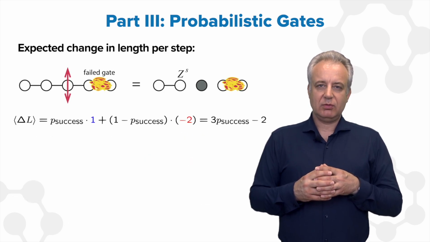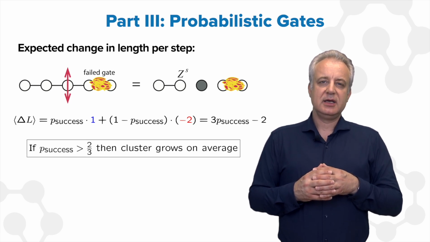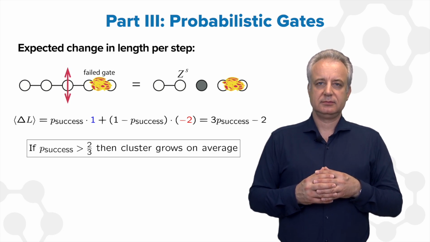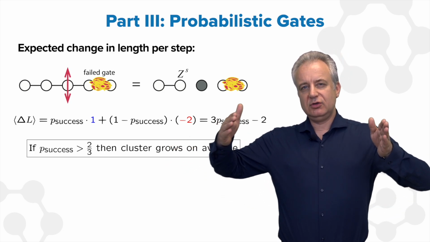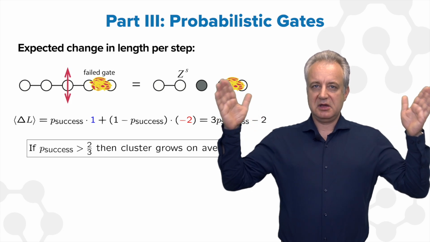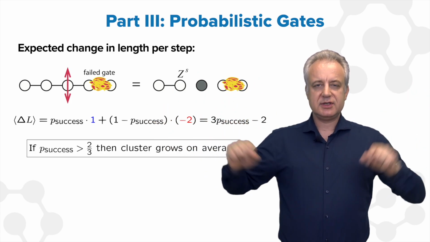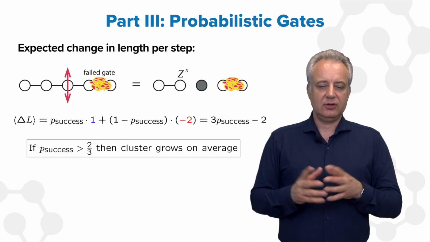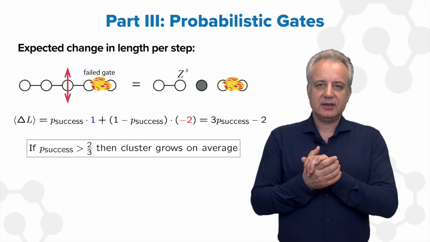All right, and so what this means, if the success probability of the entangling gate is larger than 2/3, then on average, the cluster state is grown. And so this is the basic idea. You need to be in this regime, then you win on average, and now all you need to keep is the safety distance between growing and using the cluster state. So that was basically it. As I said, it's a very simple idea, but useful.